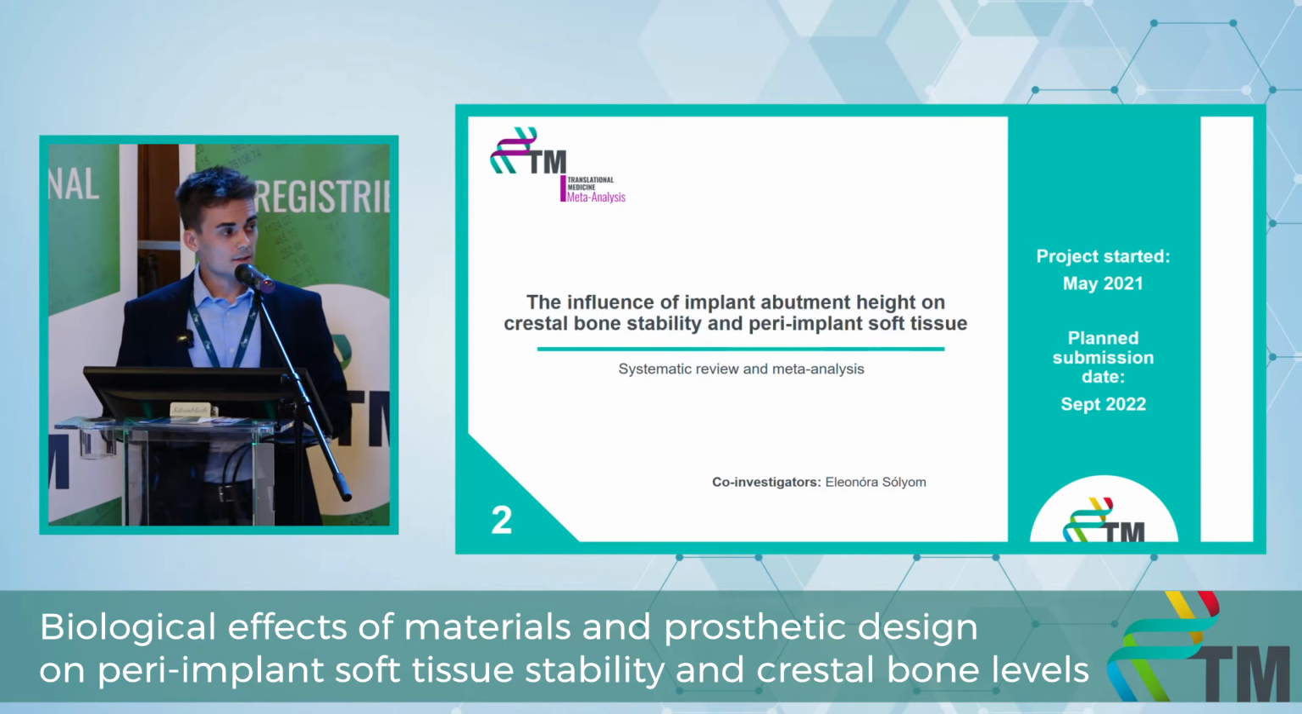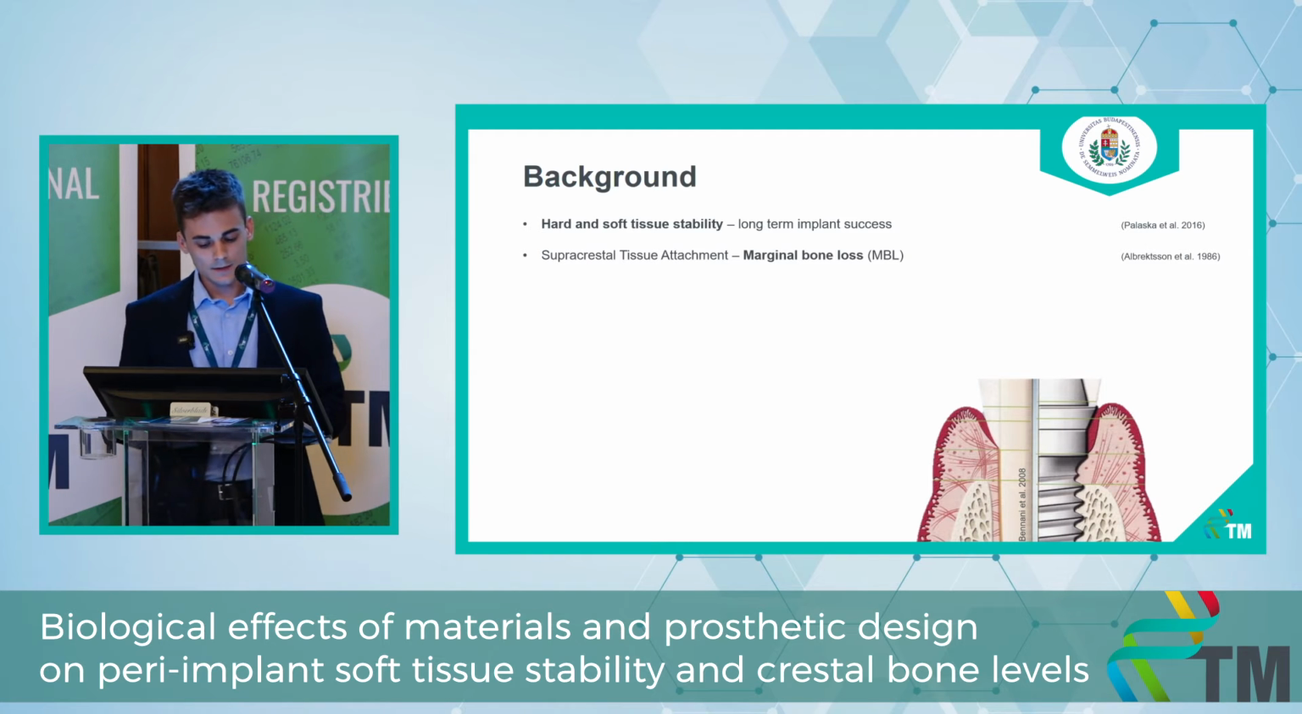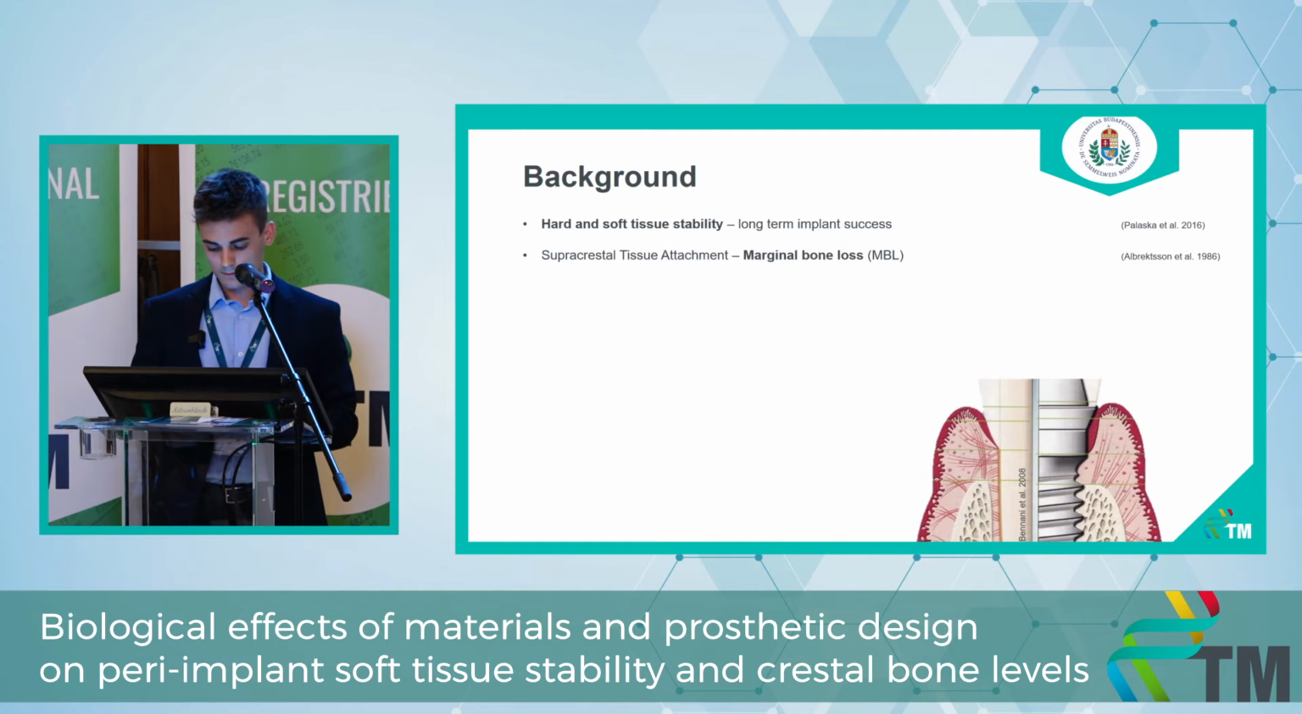The second topic is the influence of different prosthetic designs on the peri-implant tissues. So the hard and soft tissue stability is crucial because this indicates the long-term success of the implants. After the implantation, supracrestal tissue attachment needs to form around the implants. And therefore, bone loss has to take place. And this bone loss, marginal bone loss, also indicates the long-term implant success.